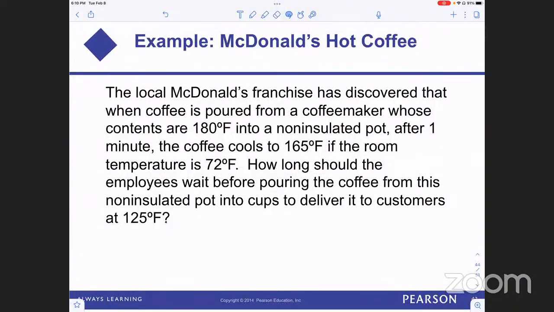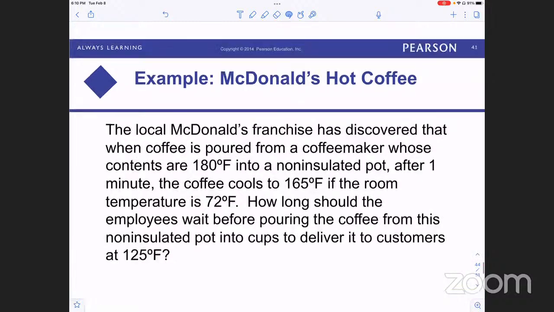The local McDonald's franchise has discovered that when coffee is poured from a coffee maker whose contents are 180 degrees Fahrenheit into a non-insulated pot, after 1 minute, the coffee cools to 165 degrees Fahrenheit if the room temperature is 72 degrees Fahrenheit. How long should the employees wait before pouring the coffee from this non-insulated pot into cups to deliver it to customers at 125?